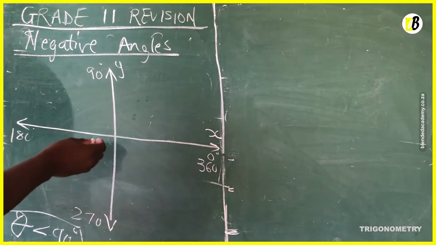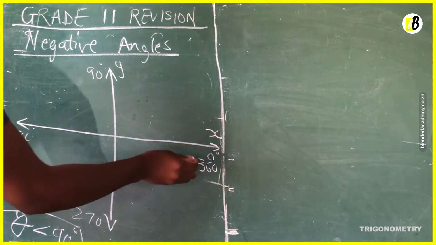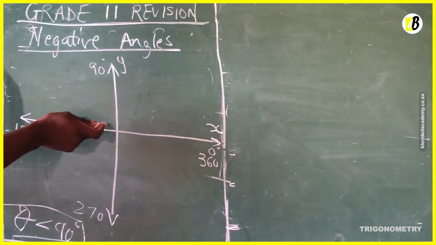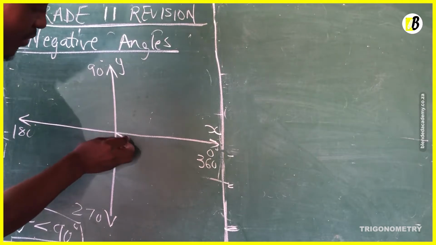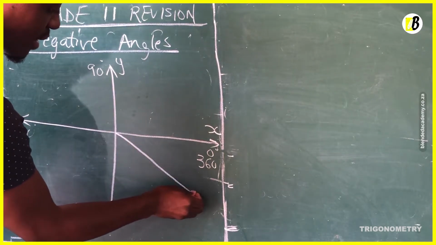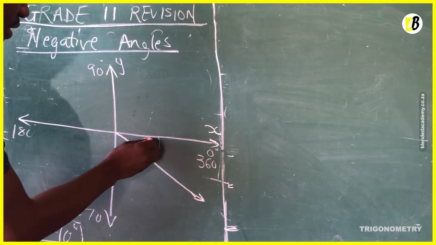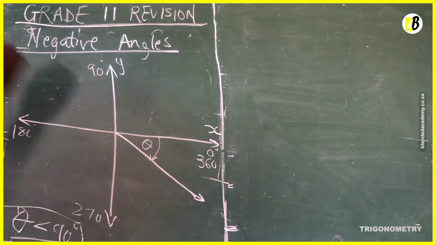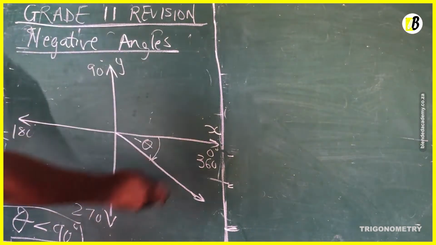And also again, let me just show you how we measure negative angles. So like I said, negative angles are measured from the 0 degrees line going in a clockwise direction. So for the first one, let's have an acute angle there. This angle here, this is theta. This is negative theta because it's measured in a clockwise direction from the 0 degrees line.